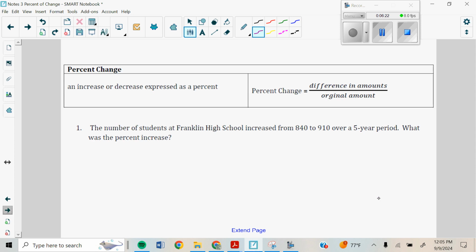All right, let's go ahead and talk about percent change. This is a little bit different than thinking about our previous problems. This is just finding what percent my problem increased or decreased. So it's the amount something increases or decreases.